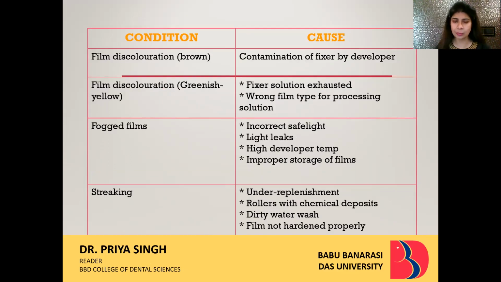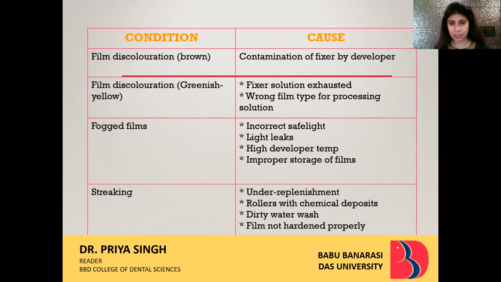Film discoloration, which is the brown image, can be seen even in manual contamination. This is by fixer or developer, if it has not been washed off and some remnant is there. Film discoloration in the form of greenish yellow can also be seen, from exhausted fixer solution or wrong film type for processing solution. Fogged film can be seen in cases of incorrect safe light, light leaks, high developer temperature, and improper storage of film. Streaking, as streaking of hair is seen, can be because of under replenishment.